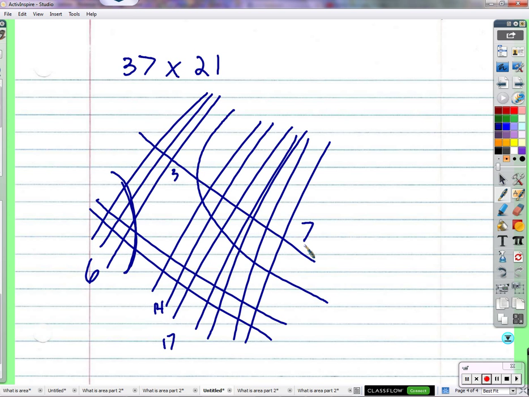But here we have 17. Okay, so this one carries over here. Plus 1. And we get 7. 777. Over here. Okay. Mine's 707. No, it's not. It's 807. Because I added 3 twice.